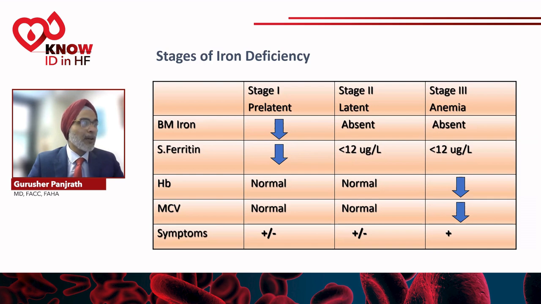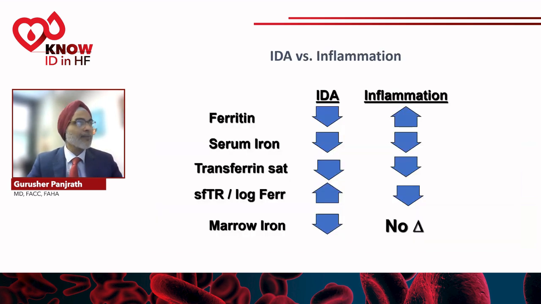As you go from early stage or pre-latent to anemia, you can see a reduction in bone marrow iron, which becomes absent over time, which is again the gold standard. Serum ferritin is reduced. MCV may be normal in the early stages of iron deficiency until anemia sets in, and then symptoms are present all along, but more accentuated as anemia sets in.